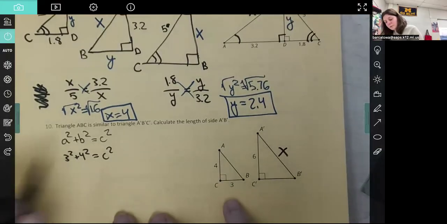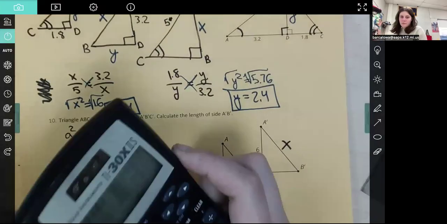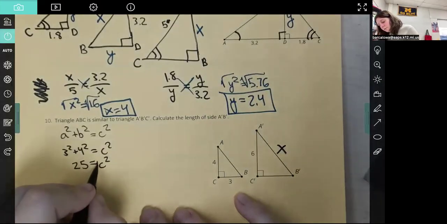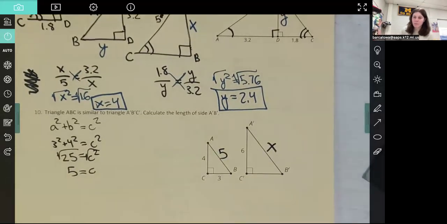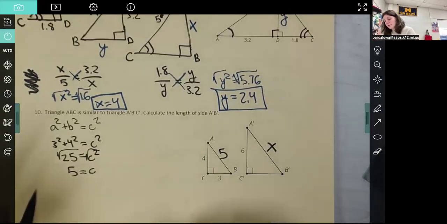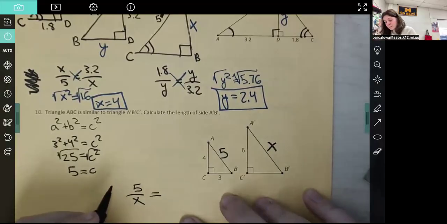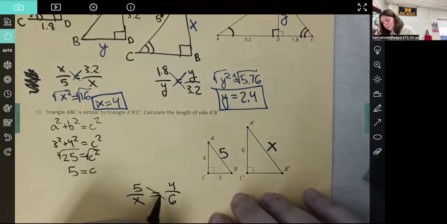Okay, 3 squared plus 4 squared is 25. I just typed it in my calculator. Take the square root to get rid of my square. C is 5. All right, now I have a number I can pair with X. Nice. So again, let's set up our fractions. So 5 goes with X. And I could just pick 4 and 6. 4 goes with 6.